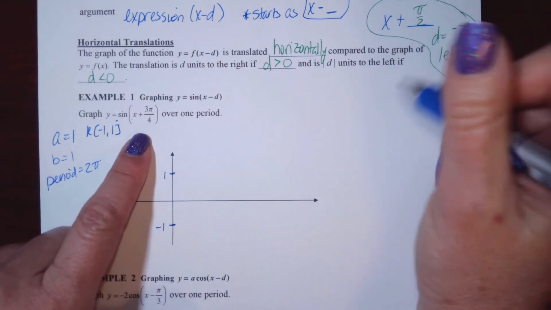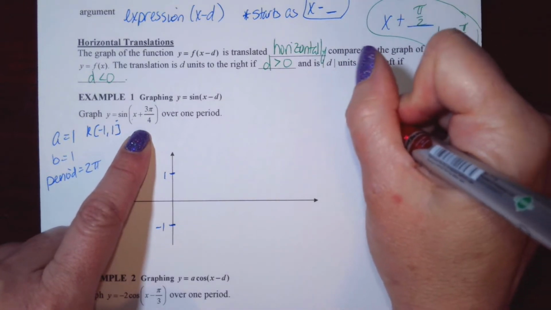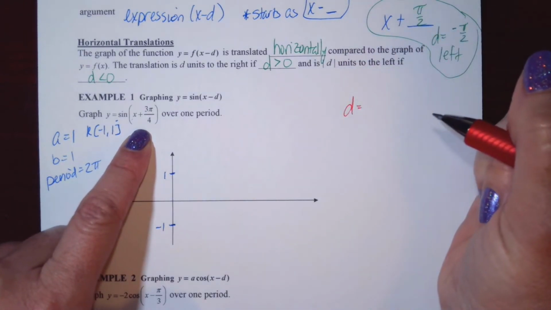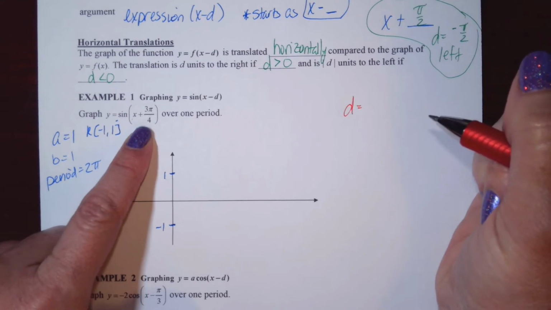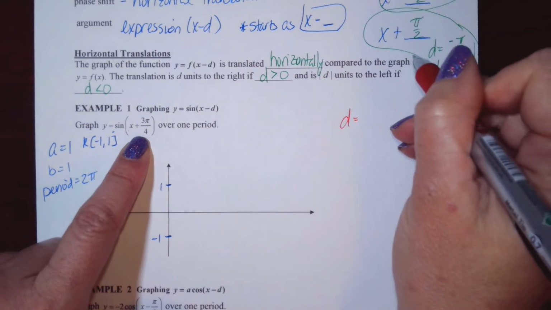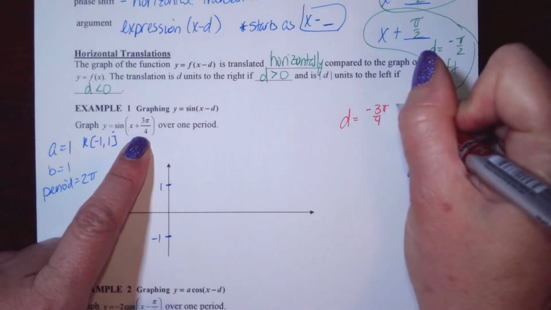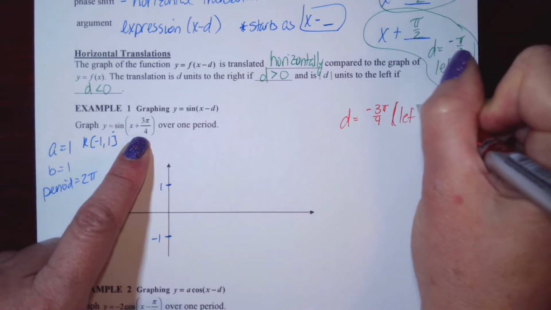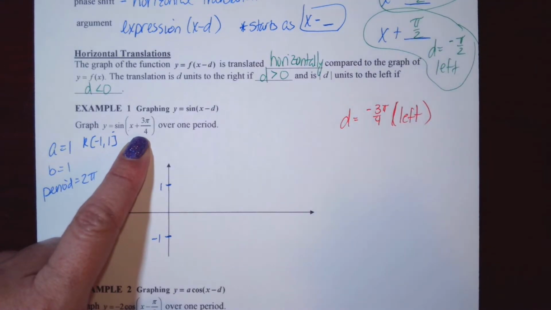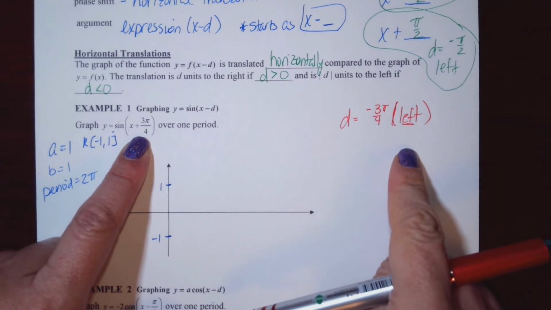Now, what is my phase shift? This is the important new piece that we're working on. My value for d that I've plugged in here, did I plug in a positive or a negative? Well, it's x plus here, so that means I plugged in a -3 pi fourths, and I'm shifting my function to the left. It's a negative value for d, so I'm shifting it to the left.